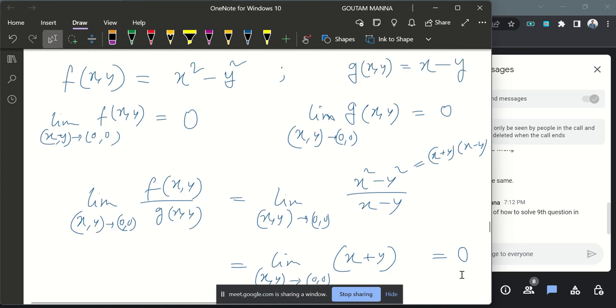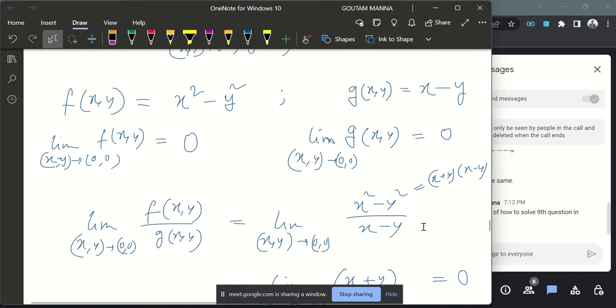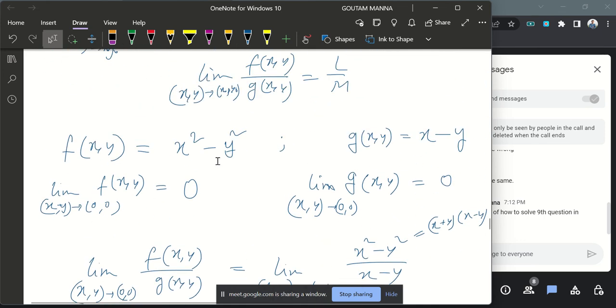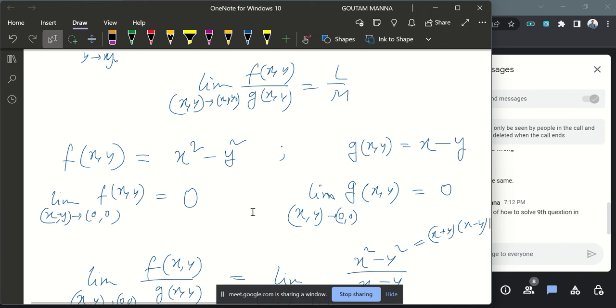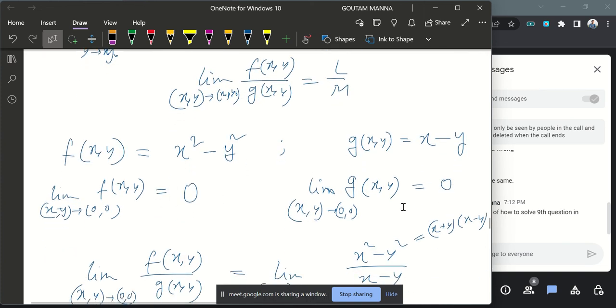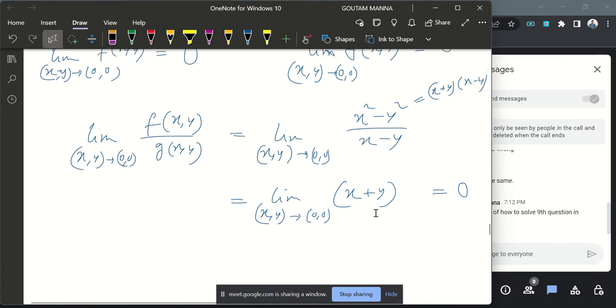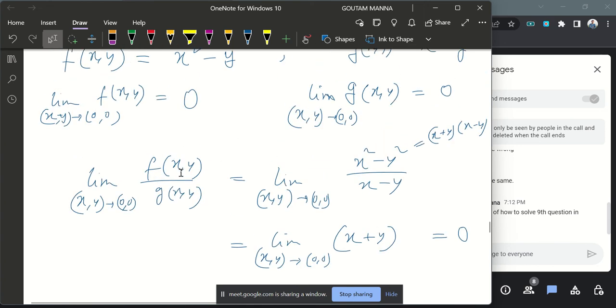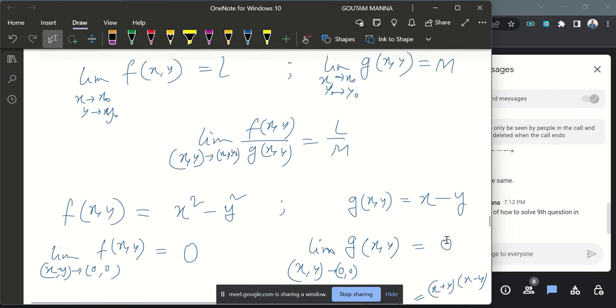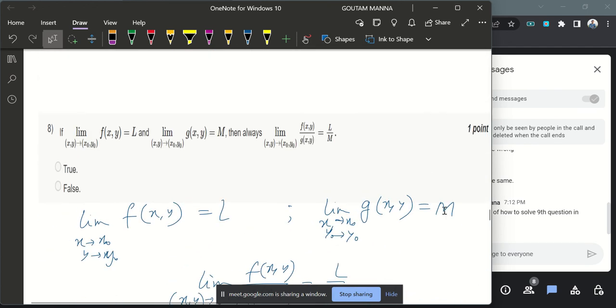Now this doesn't equal the division of the limits of these individual functions, like 0 by 0, it doesn't exist. But here the limit of f(x) by g(x) exists and its value is 0, so the statement is false.